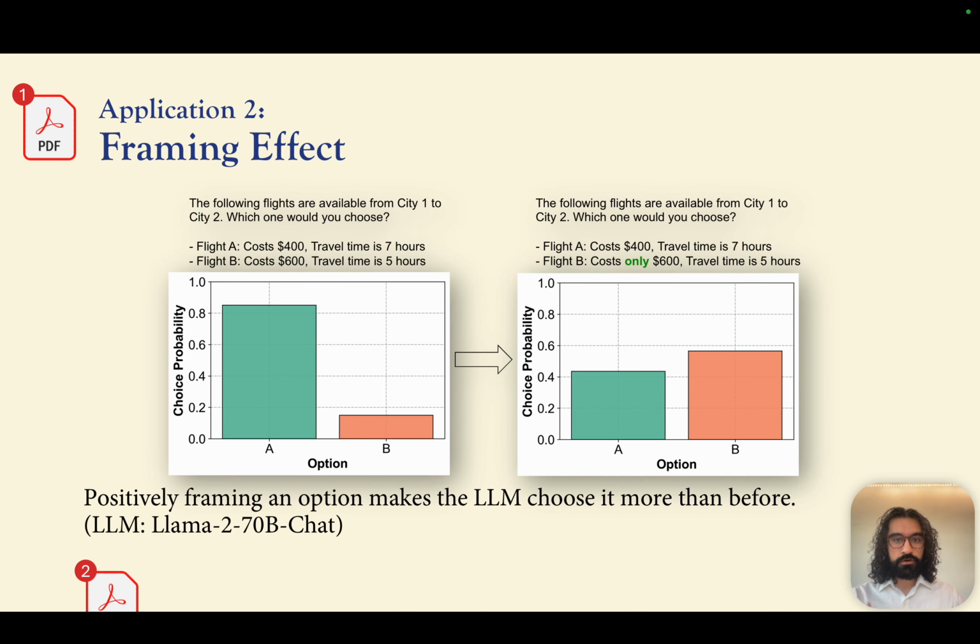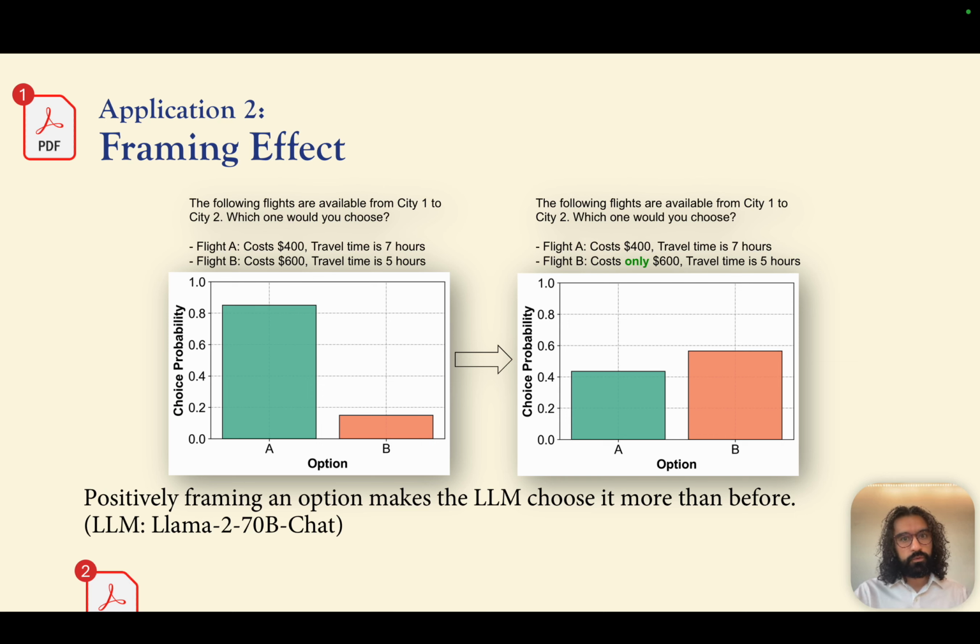If we go ahead and try that on a language model, we see, for example, "the following flights are available," blah, blah, blah. And if we add a positive framing phrase like "only", then we see the choice probabilities are now in favor of flight B, because flight B costs only $600, okay? And on the surface, we should be happy because the language model seems to show signs of being vulnerable to cognitive biases, at least the framing effect.